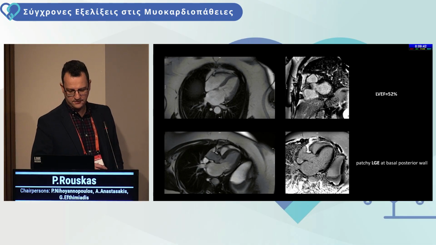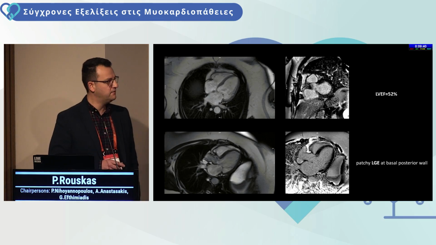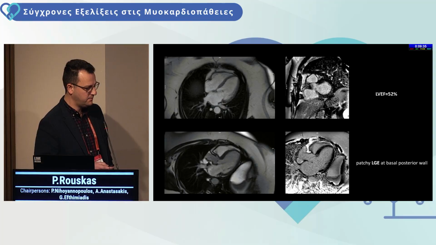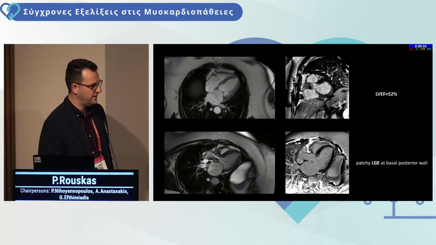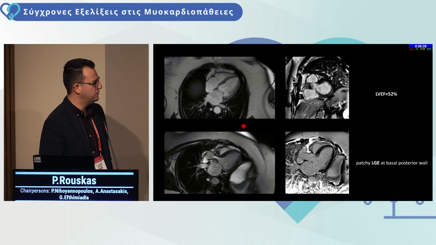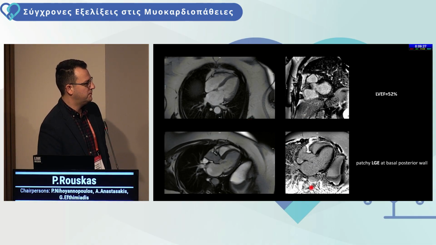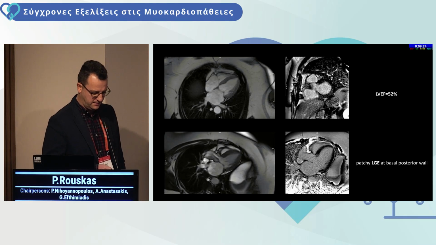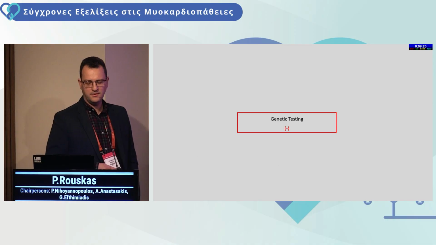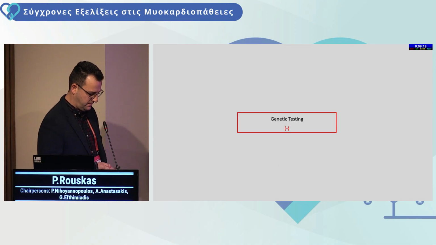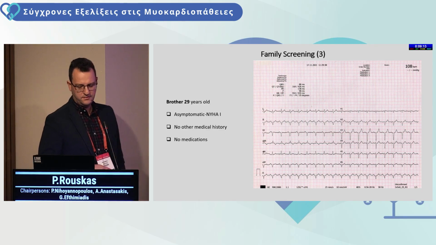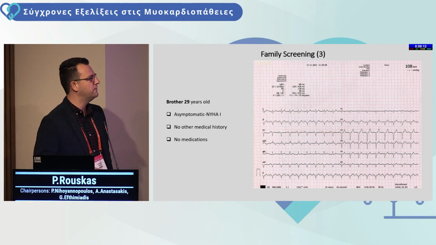An MRI was done afterwards, which confirmed the LV ejection fraction of 52, but there was only patchy LGE, specifically in the basal inferior posterior wall, which could be attributed, although this isn't entirely reliable, to the aortic valve stenosis. A genetic test was done as well, but it was negative for this specific mutation. And then we went to the siblings of the proband.